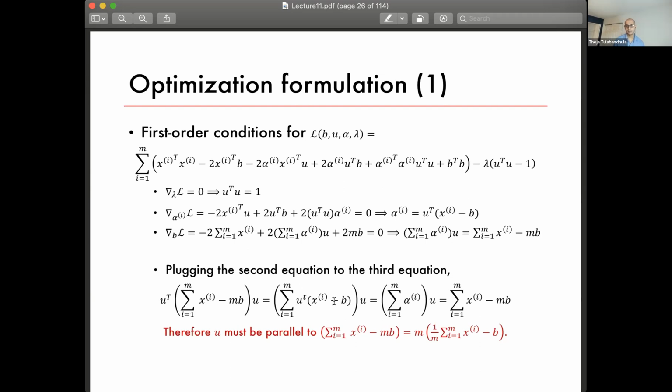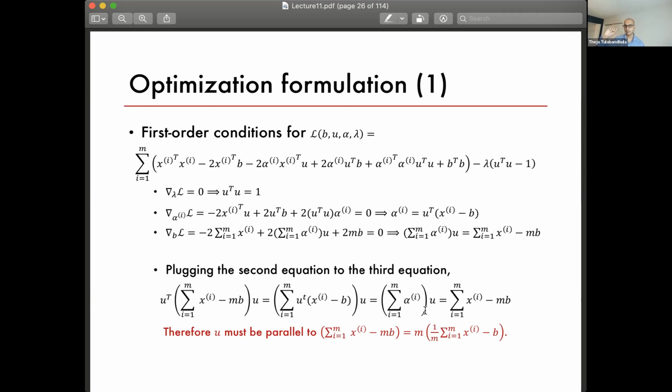Now this term here is equal to the sum of alpha i times u, and that should be equal to the right-hand side, which is the sum of xi minus mb. What we're trying to do is a little bit of arithmetic to relate these unknown quantities b, u, alpha, and lambda. If you focus on the last two terms, the one before the equality and the one after, this term is just the sum over alpha i times u. Remember u is a vector, the sum of alpha i is a bunch of numbers summed into another number.